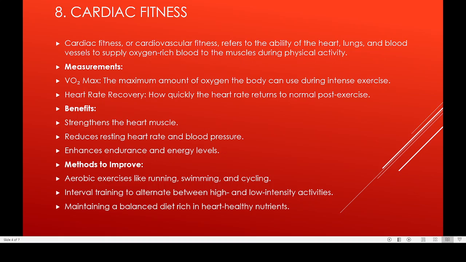Then another aspect is to maintain a balanced diet rich in heart healthy nutrients. So there are a lot of nutrients. I will show you. For example, if you are taking this badam, badam is almond. See, they are rich in nutrients, and this kind of seeds are always good for your heart, because, for example, it contains a high amount of HDL cholesterol.